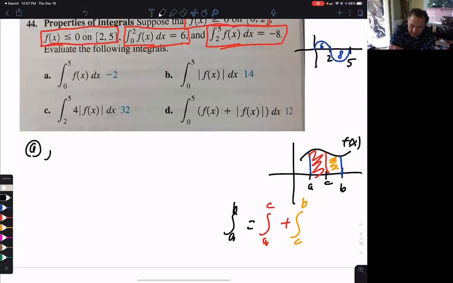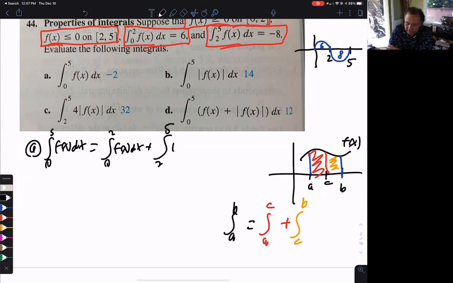So part A, the integral from 0 to 5 of f of x dx, I can break that into 0 to 2 and then 2 to 5. I'm using that property. How does it work? 0 and 5 are the numbers, so I need a 0 and 5, and these have to be the same number, and it matches. So what is the integral from 0 to 2? That's 6. What's the integral from 2 to 5? That's -8. So I get -2 for part A.